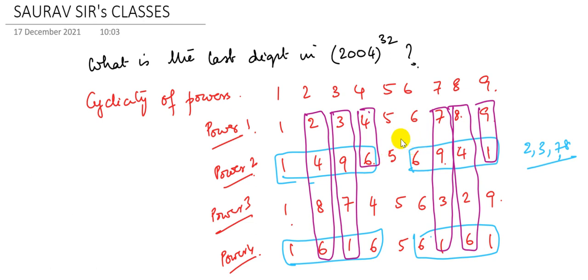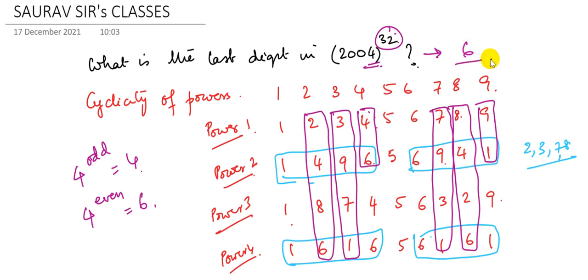Right? So when we are talking about the last digit of a number raised to a power, we will look only at the last digit of the number and the power. So 4 raised to any odd power will always end in 4. 4 raised to any even power will always end in 6. So this is an even power. Okay. So the last digit will be 6. Clear? Yes, sir.